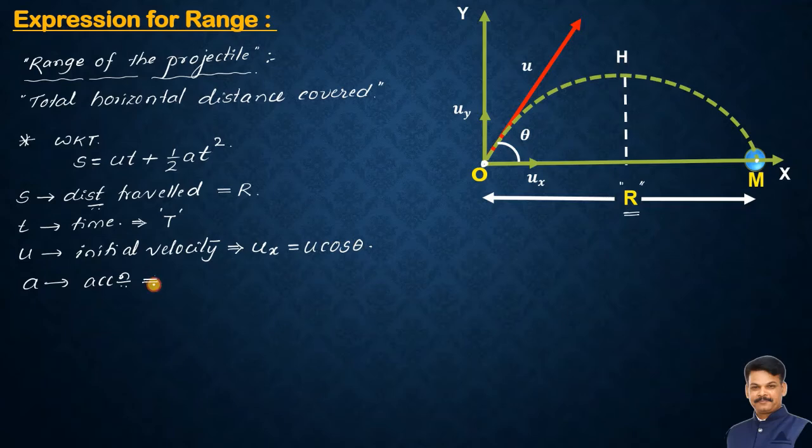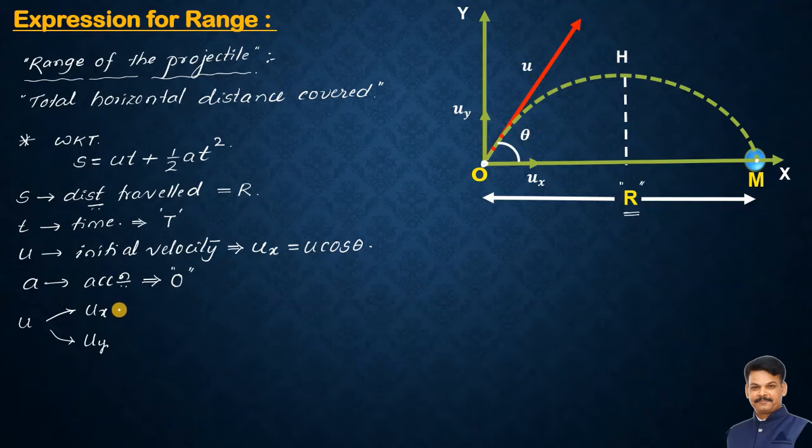And what about the acceleration here? It is also very important to note that in this particular case, the acceleration is 0. You may be wondering why it is 0. So recall what you have learnt in the previous class; just go through the previous video, dear students. For your better understanding, I am just recalling it. See, u is resolved into two components: one is ux and another one is uy.